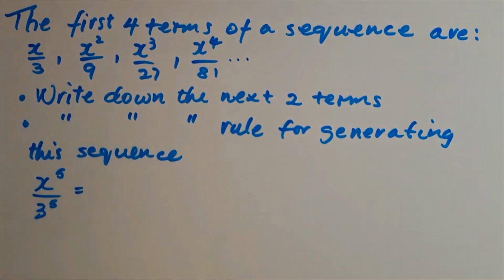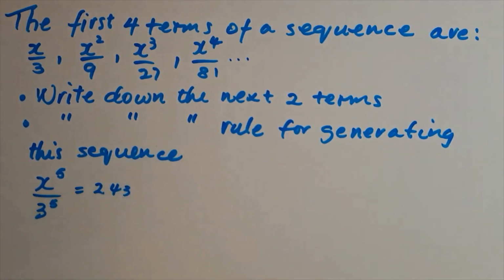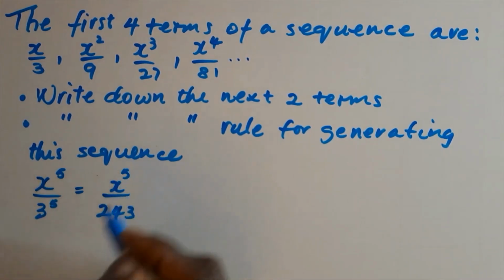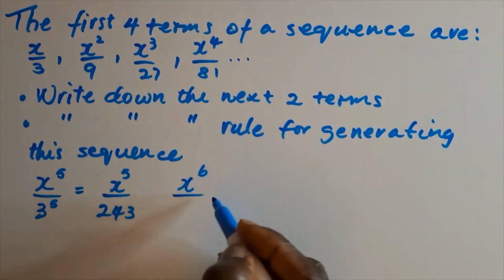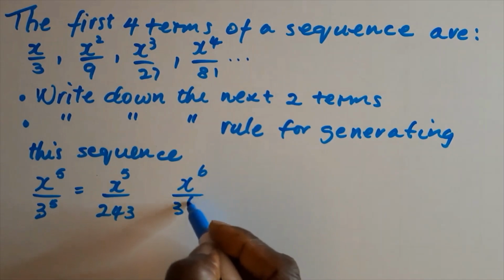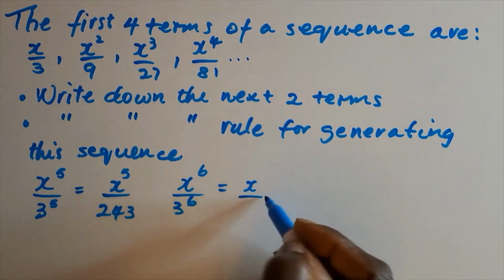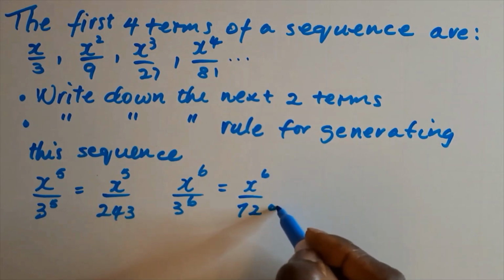We know 3 to the 4th power is 81, so 3 to the 5th power will be 81 times 3, which gives us 243. Oops, not there, but in the denominator. It's 243, so that's x to the 5th over 243. And the next one will be x to the 6th power, which will be 3 raised to the power of 6, and that gives us 729.